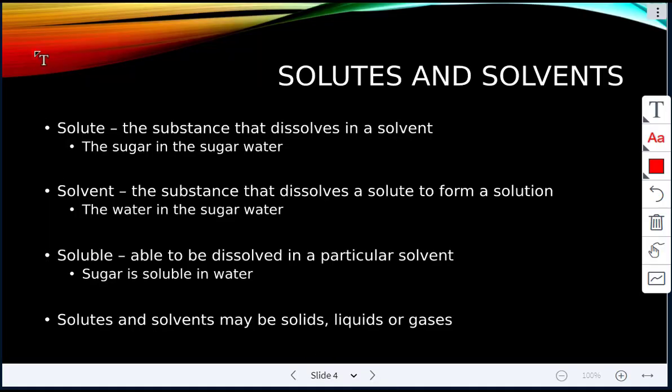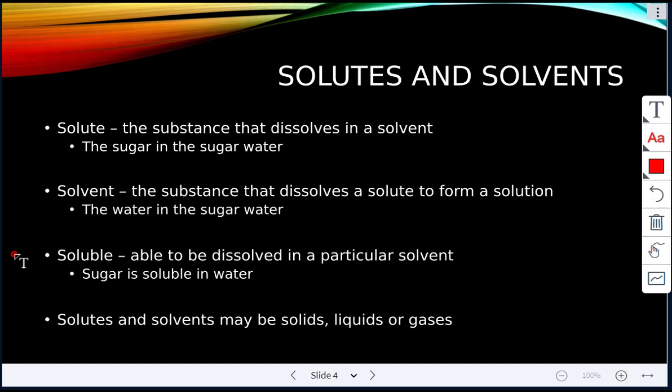All right, and when we talk about solutions, we have to know these terms, solutes and solvents. So when we talk about a solute, that's the substance that dissolves in a solvent. So in the example of the sugar water, the sugar is the solute. The solvent is the substance that dissolves the solute to form the solution. So in our example, the water was the solvent.